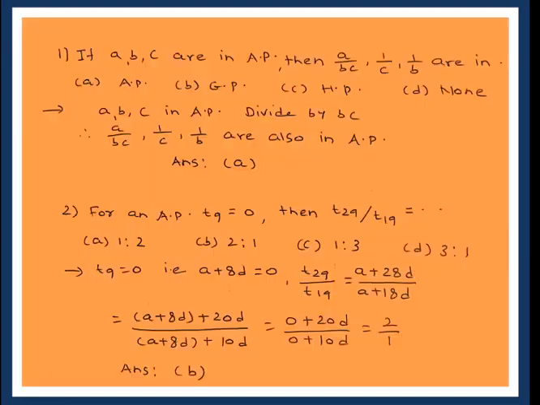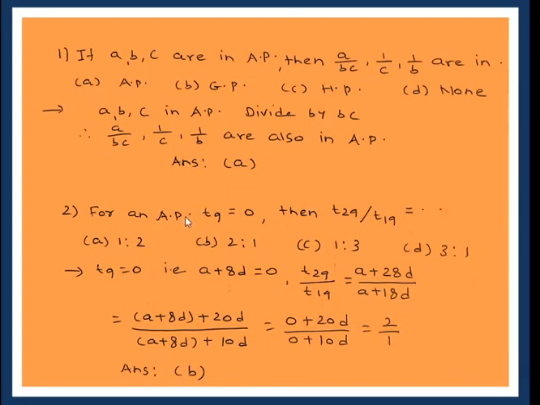We begin with the first MCQ. If A, B, C are in AP, then A upon BC, 1 upon C, 1 upon B are in? Now you should know that if three numbers are in AP and if we divide all of them by the same non-zero number, the resulting numbers are also in AP. So here I divide each of them by BC to get A upon BC, 1 upon C and 1 upon B. So these numbers are in AP. So the correct option is A, that is Ahmedabad.